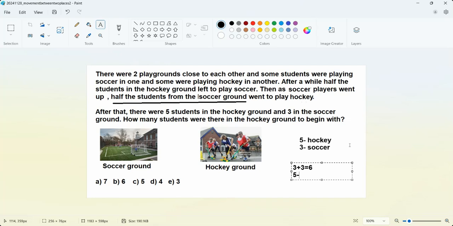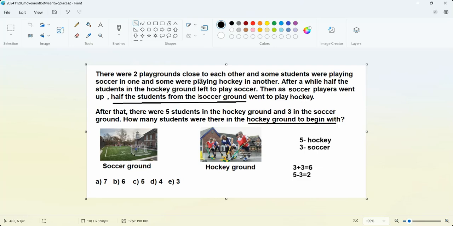So we just subtract the hockey players. 2 were in the hockey ground, because whoever came, we have to subtract them to find the previous number. So 6 and 2 were there just before this happened. And what is the question? It asks how many students were there in the hockey ground to begin with? So we know there were two people in the hockey ground before this step.